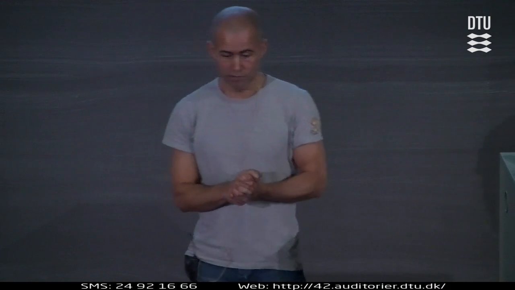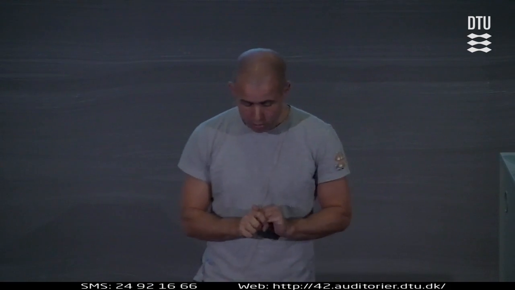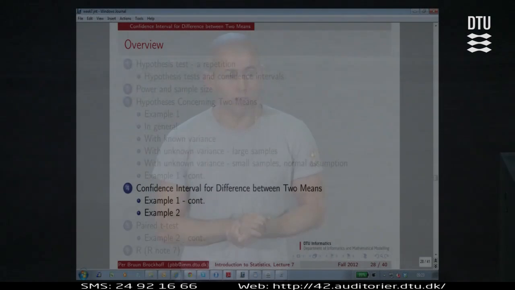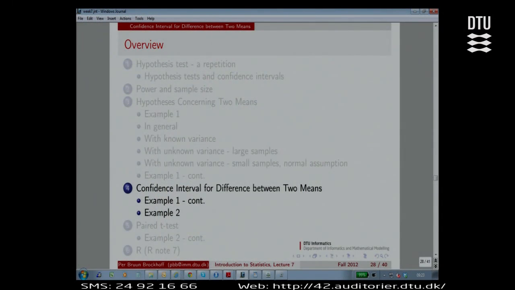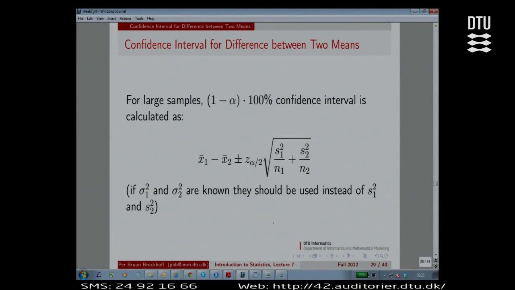I'm going to do that brief, showing us that when we have two means, we can also do confidence intervals. Now I showed you the hypothesis test. Just as in the one sample case, we can do confidence intervals that quantify the difference between the two means.